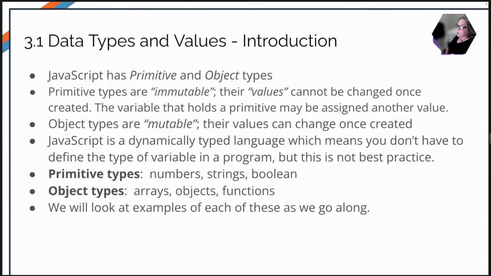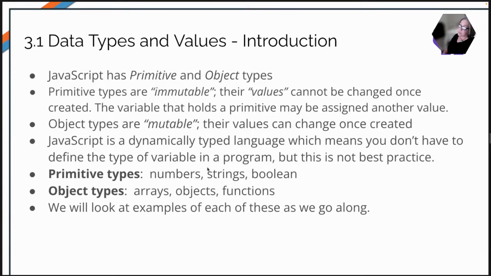Types themselves, which we're not really going to touch on, but in general, for you to know as you're talking about it, their values can change once you create them. JavaScript is a dynamically typed language, which means I don't have to define the type of a variable in a program, but that's really not the best practice. All right. What are some primitive types that we can talk about today?